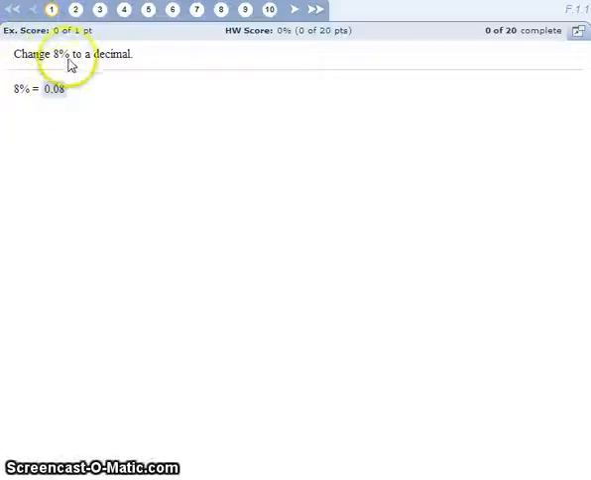For number 1, we're changing a percent to a decimal, and percent means per 100, and to change to a decimal, you divide by 100. And the shortcut way to do that is just to shift the decimal point 2 spots to the left. So to change 8%, shift the decimal 2 spots, you'll get 0.08.